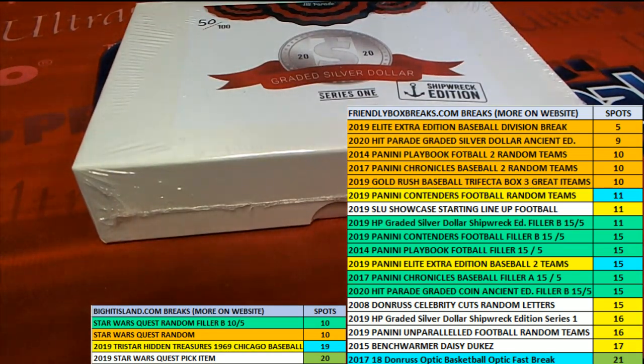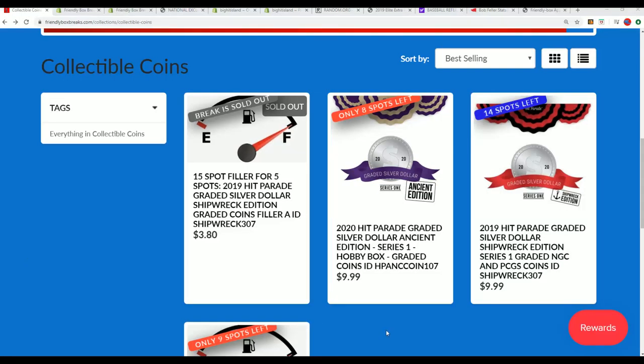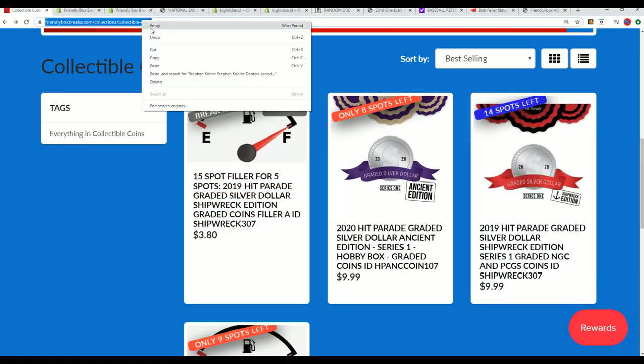So whether it's Shipwreck edition or the other one I was showing off called the Ancient edition, you're getting a great chance in these coin breaks to hit something nice. So you can see the other coin, Ancient edition, that filler is at 9 left. Then we got 8 left at the break. And then we have 14 left right now in this one. So just some good things coming up with our collectible coins. You can see right here on this collectible coins page.